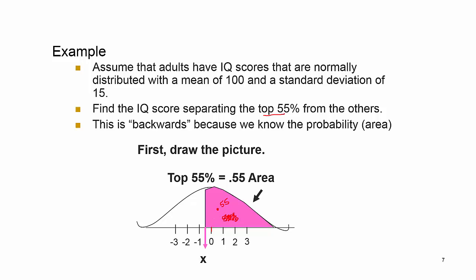Now what I need to do is look this up in the body of my table, but I know that in the body of my table it's always cumulative area to the left. So always find the left side area. Whenever they give you a percentage and it's on the right, always get the one on the left so that you can look up the correct z. So I need to subtract 1 minus 0.55, which equals 0.45.